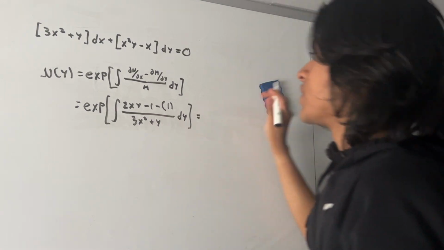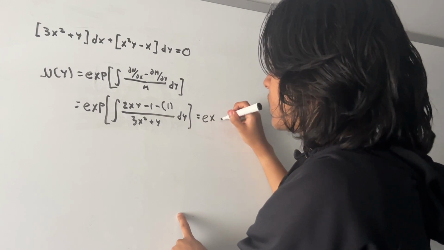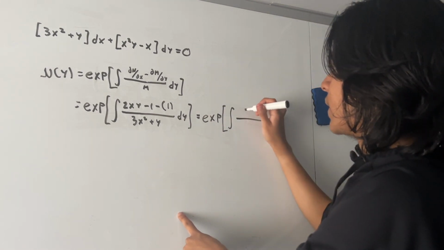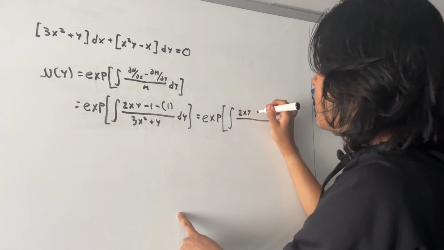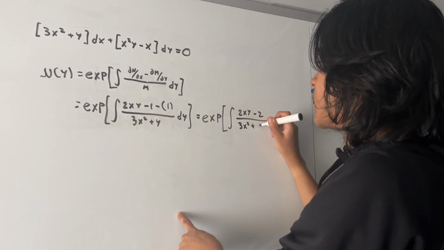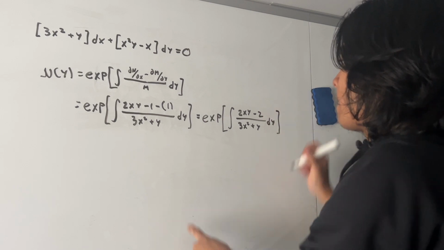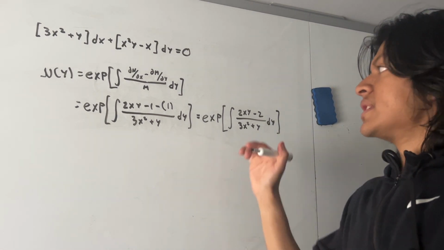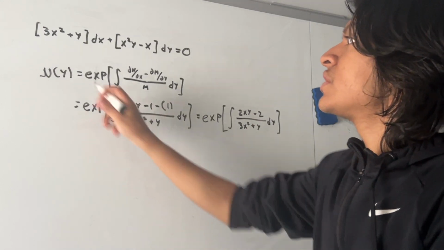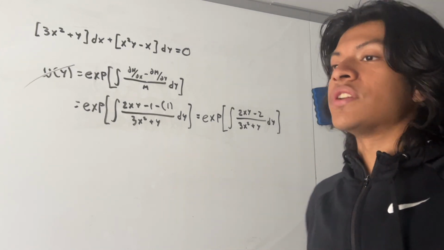And this can turn into, we could get these two ones together. So we would get 2xy minus 2. Then we get 3x squared plus y dy. And as you can see right here, we're not able to get rid of our x term. So our integrating factor is not going to be just a function of y.